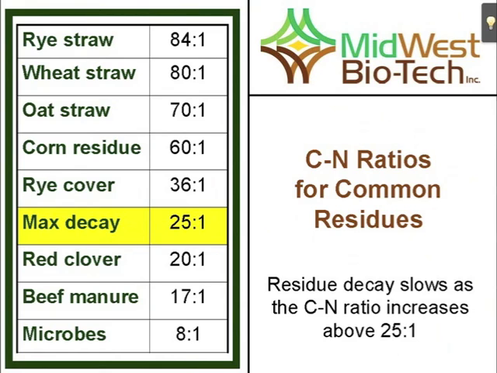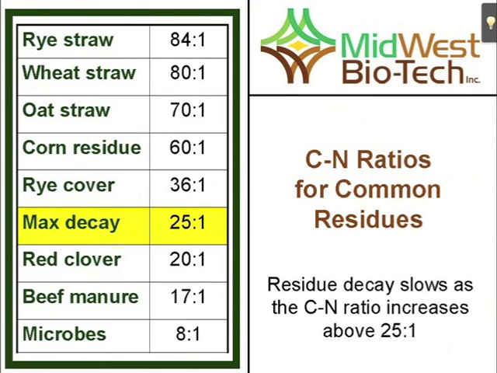For decay purposes, what we want to target is somewhere between 20 and 30 as being ideal. The maximum decay rate occurs at about 25 to 1. So if your residue, or what you're trying to break down, has less carbon relative to nitrogen, its carbon-nitrogen ratio is less than 25, those materials are going to decay very rapidly and you're not going to have any problems. So things like red clover residue, beef manure by itself without bedding has a carbon-nitrogen ratio of 17 to 1. So the manure by itself is going to break down.